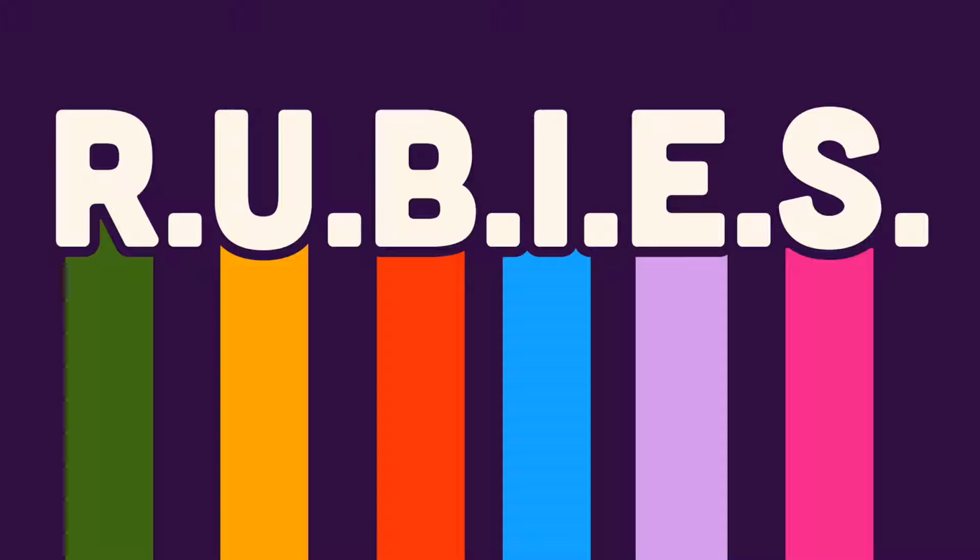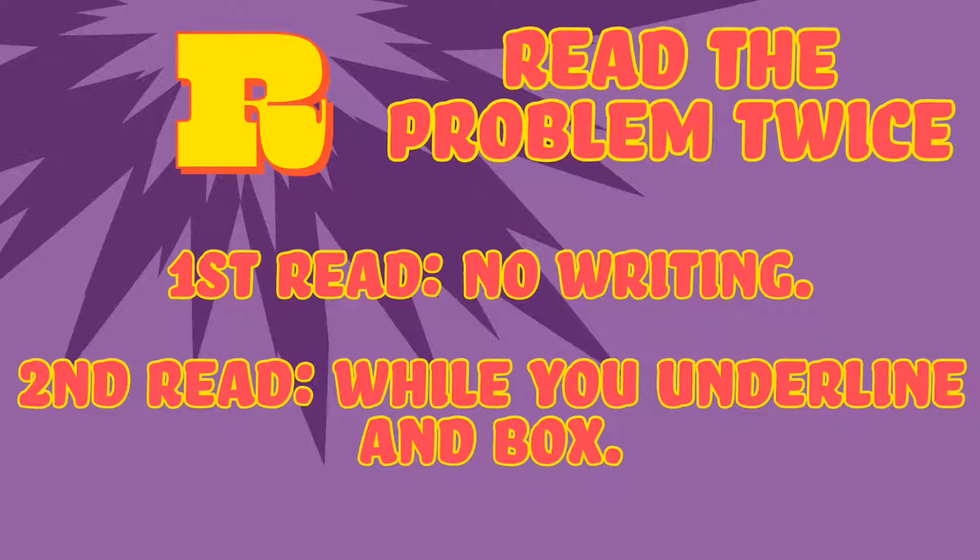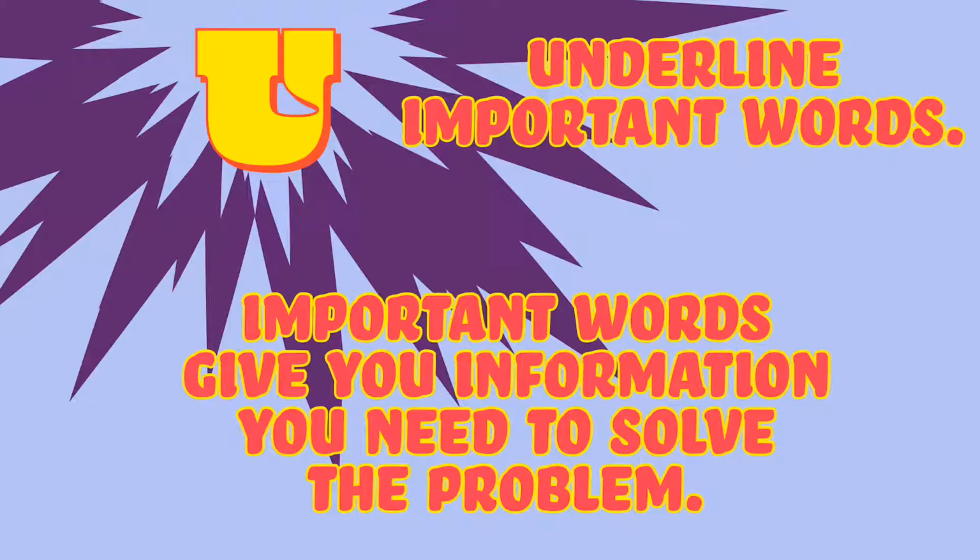RUBIES Problem Solving Strategy. Read the problem twice. First read, no writing. Second read, read while you underline and box. Underline important words. Important words give you information you need to solve the problem.